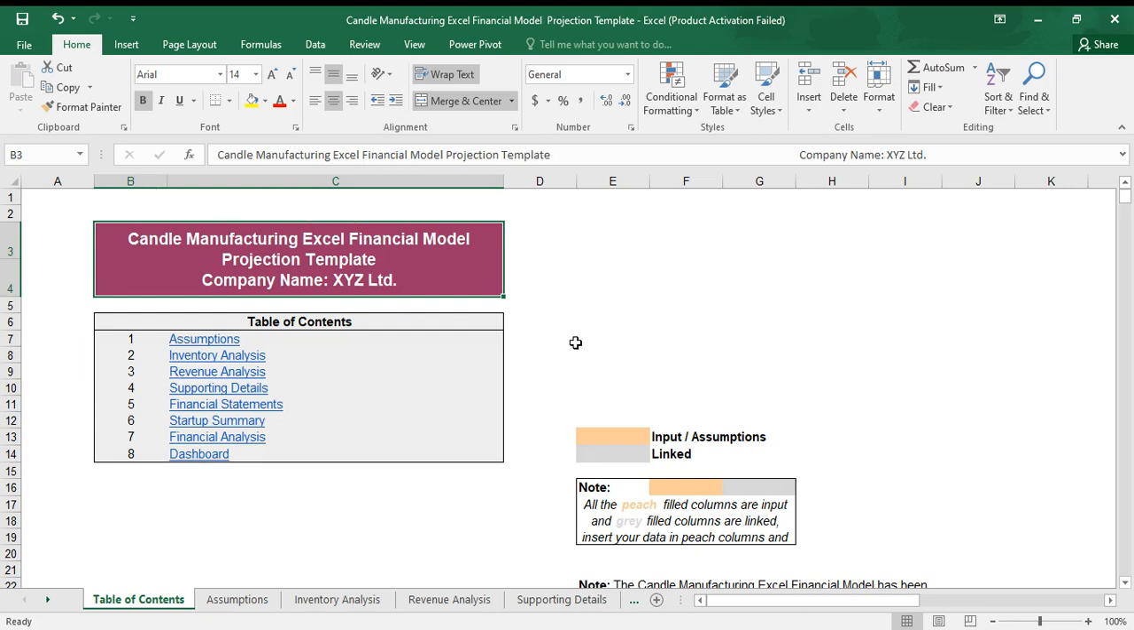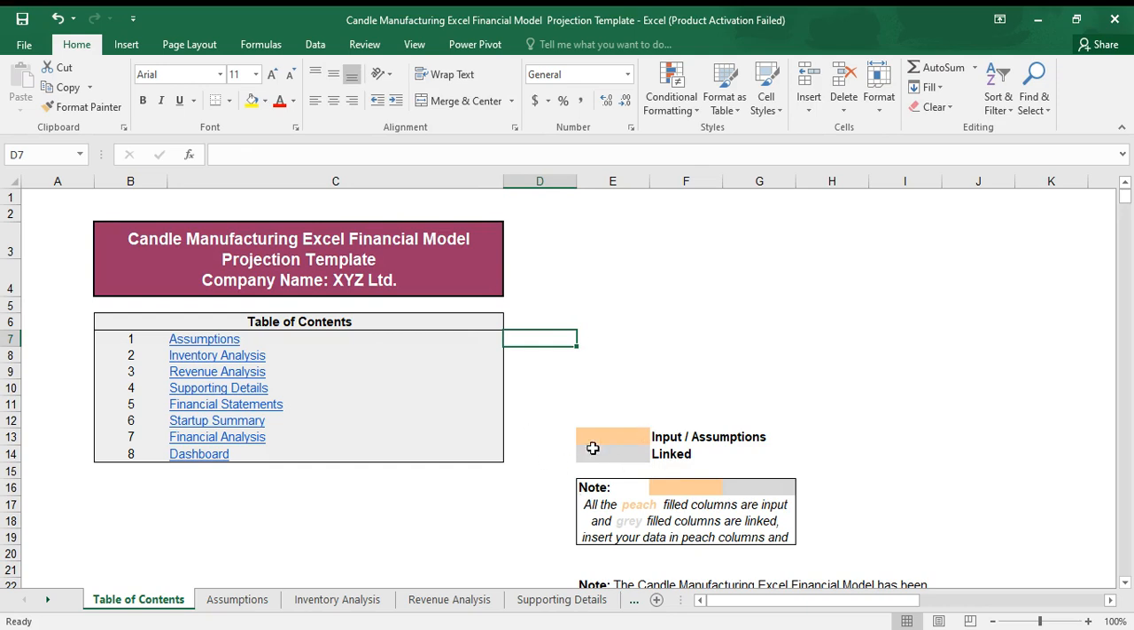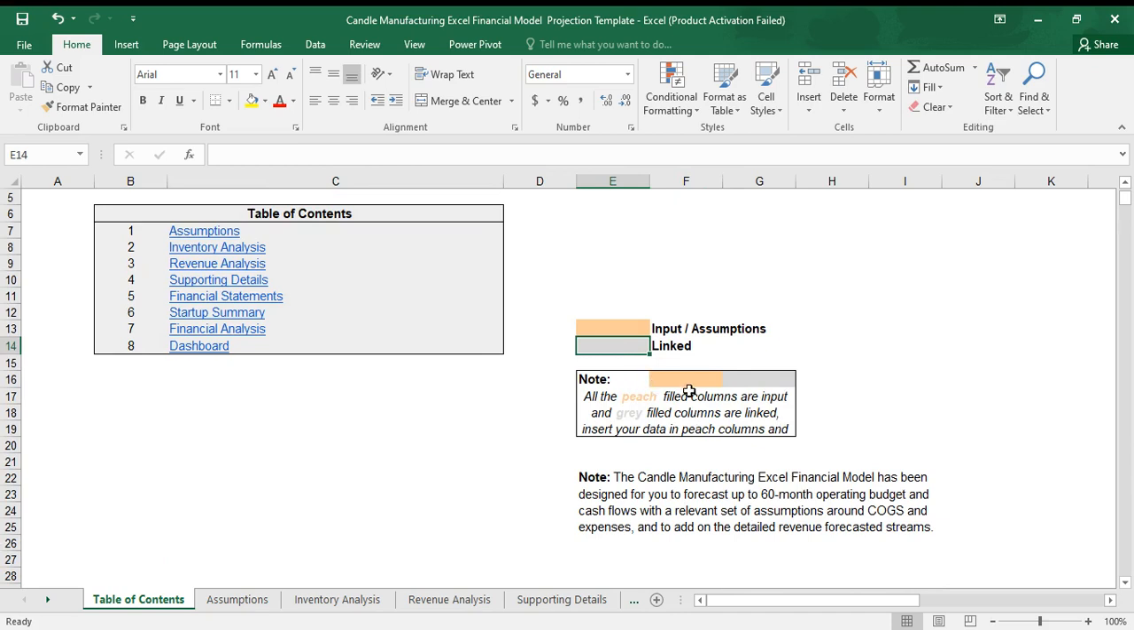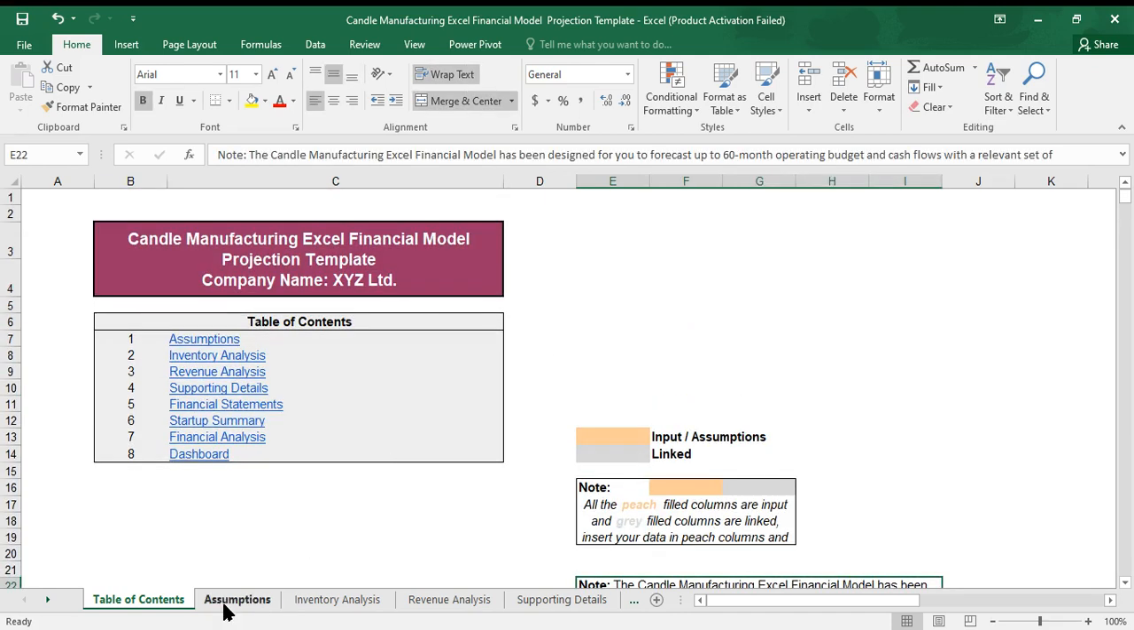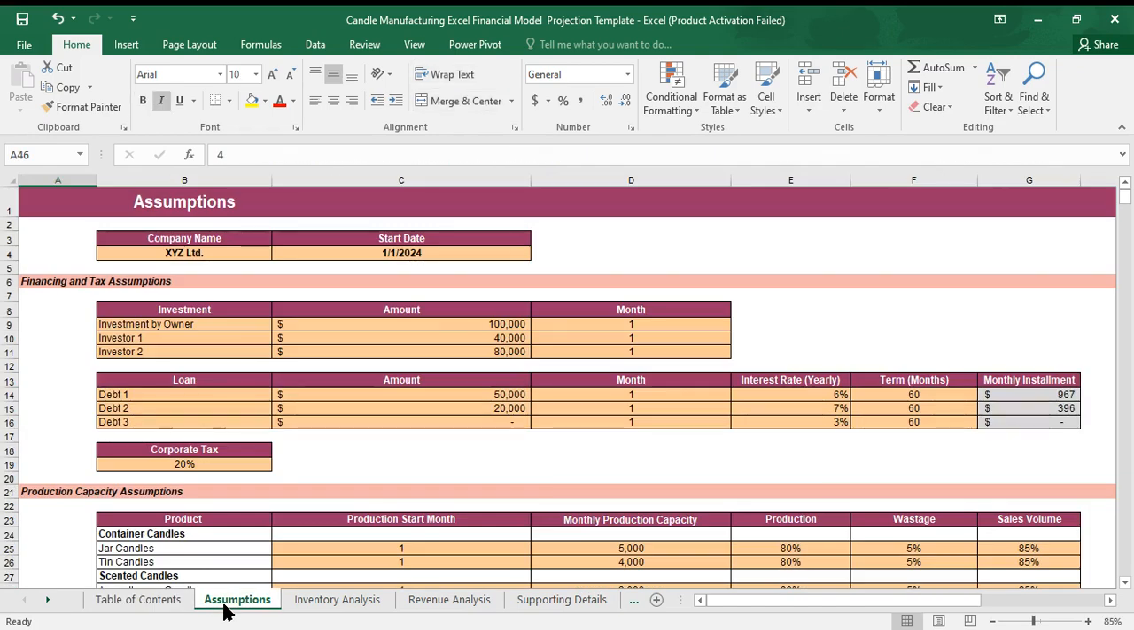Before we start reviewing this model, you have to know that these pink cells are representing the input cells, which means you have to make adjustments in these cells, and the gray cells are representing the formula cells, which means you don't have to make adjustments in these cells. Also know that this is a 60-month projection model, which means the total number of years in this model is going to be 5.